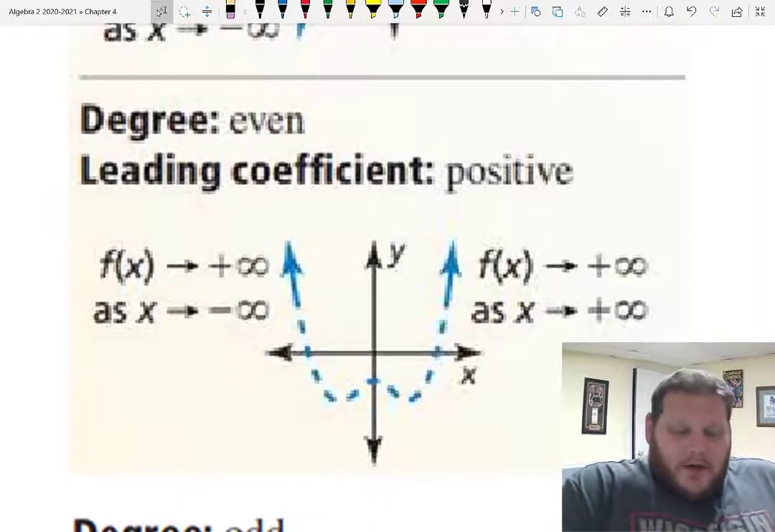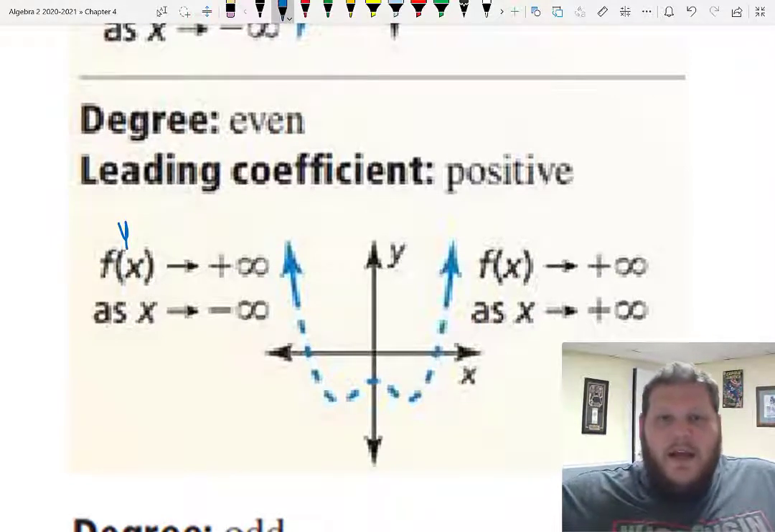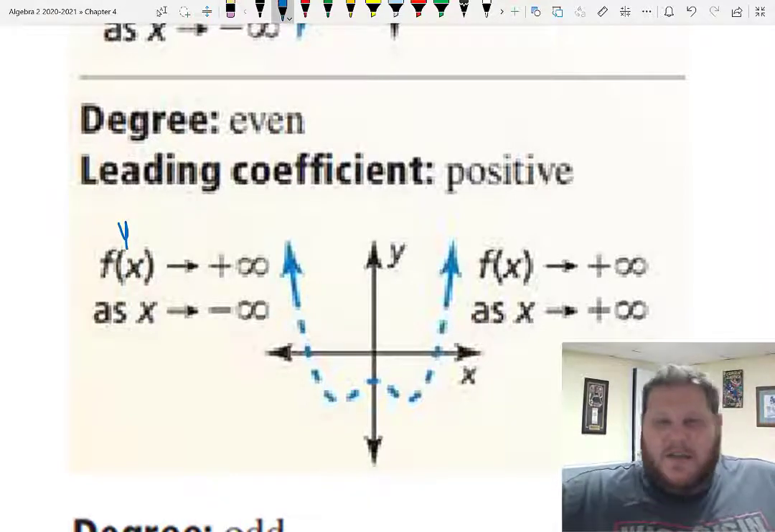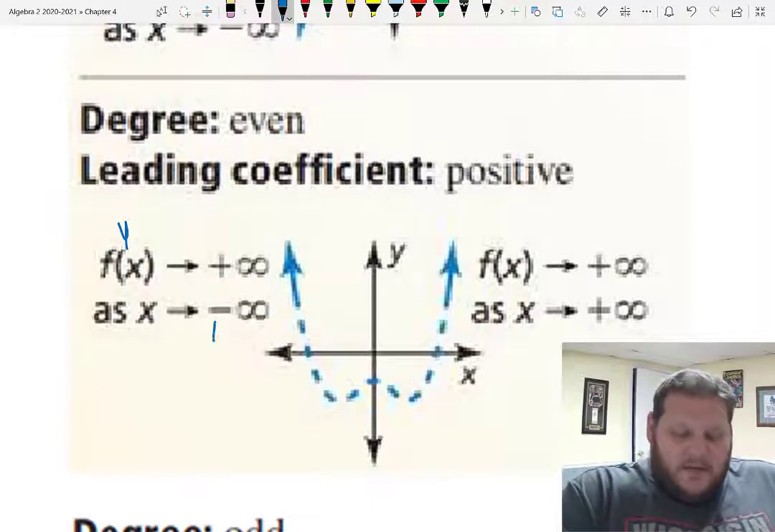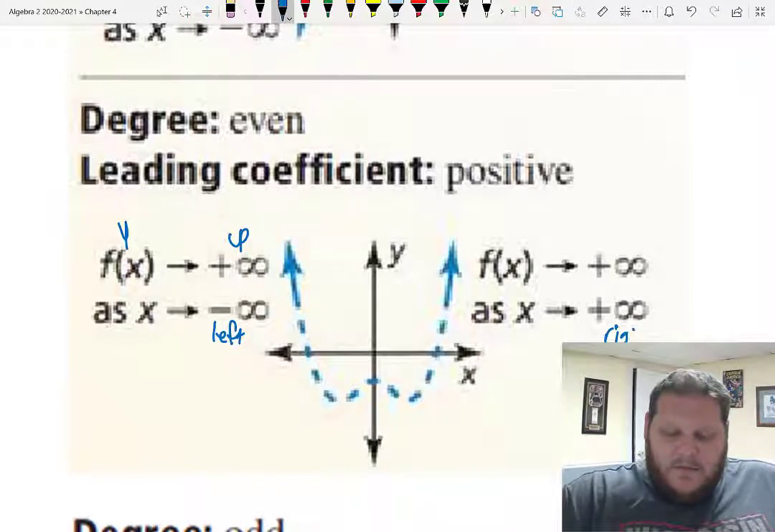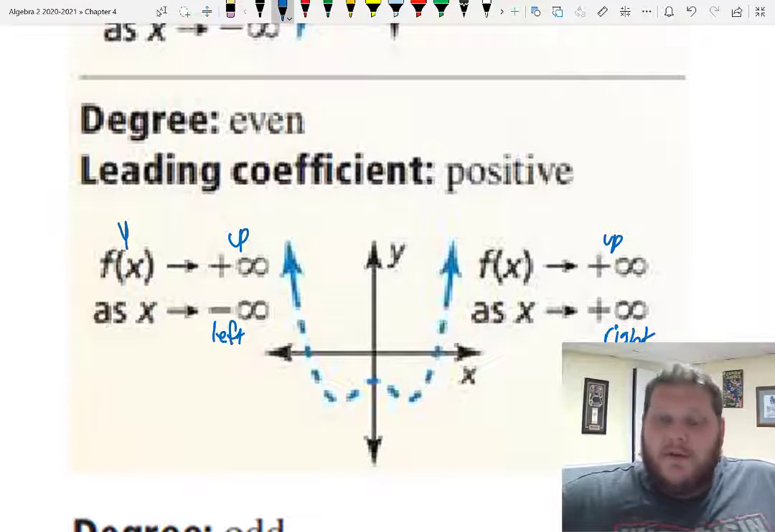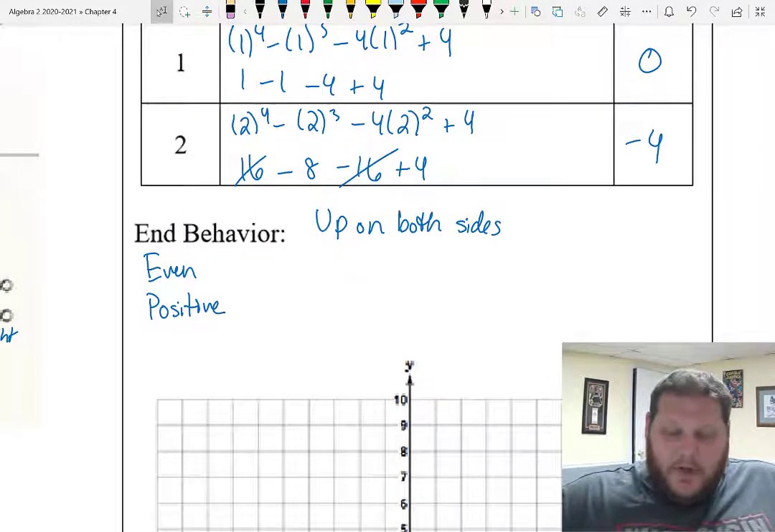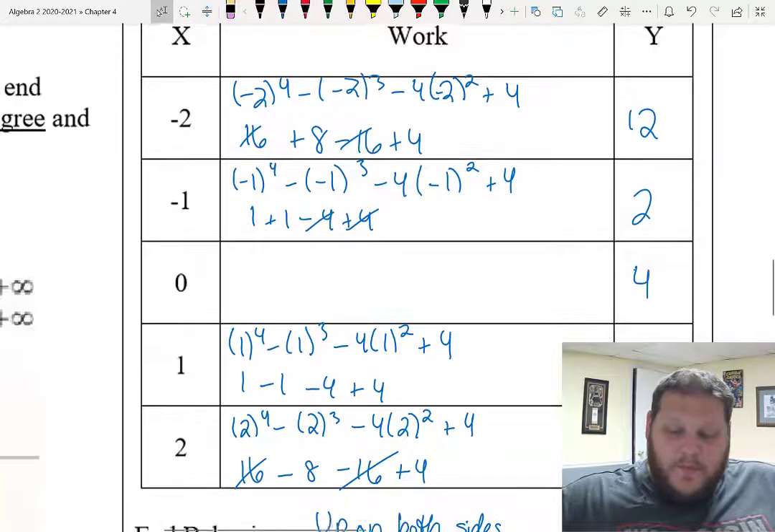And just know that, again, my f of x is the same thing as y. Positive infinity means up, negative infinity means down. In the case of my x values, negative infinity means left, positive infinity means right. So this is saying the left side goes up, the right side also goes up. Again, we're looking more picture-wise for our graphing stuff, so we know that it's going to go up on both sides. So now, knowing that, I'm going to go ahead and start by plotting my points.